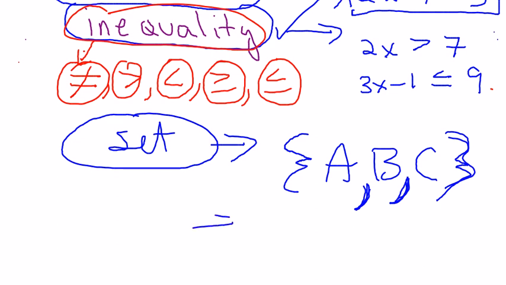And that could be a collection of any objects. It could be the set of even numbers, the set of odd numbers, the set of natural numbers. And we're going to start taking a closer look at sets right about now.